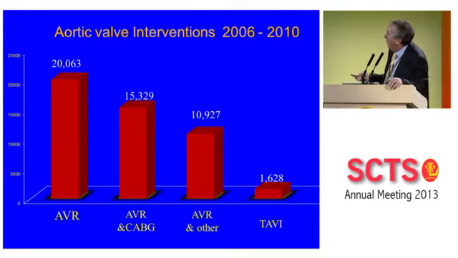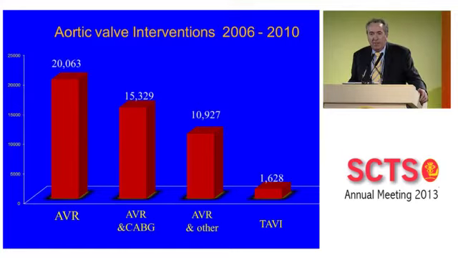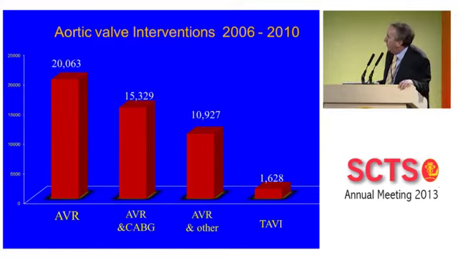We looked at this, or Ben and Graham looked at this, and this group is extremely heterogeneous, and we felt that many of the patients in this group really would not be TAVI candidates. So we've concentrated on these three groups: isolated AVR, AVR and CABG, and the emerging TAVI population.